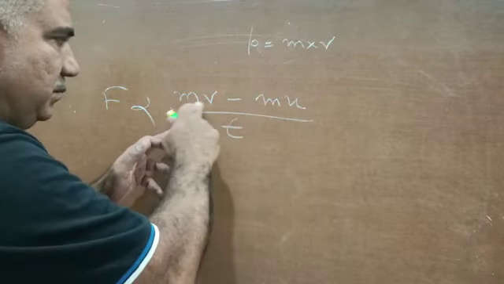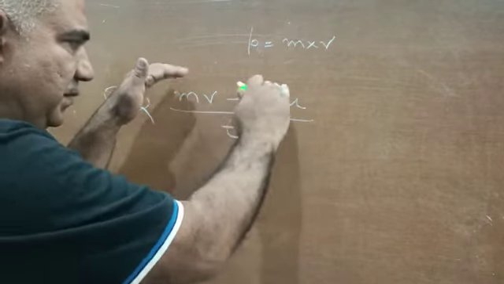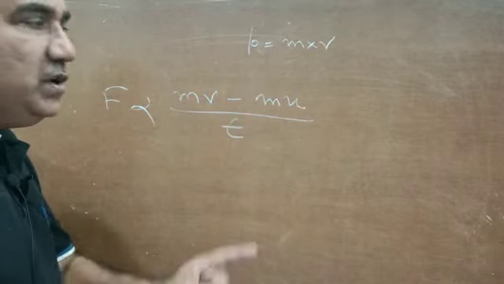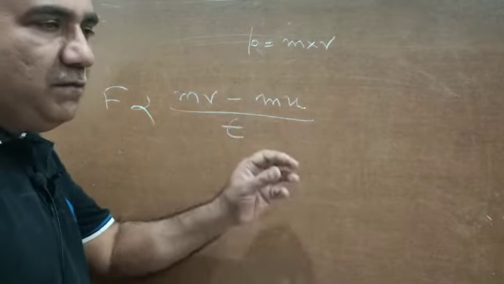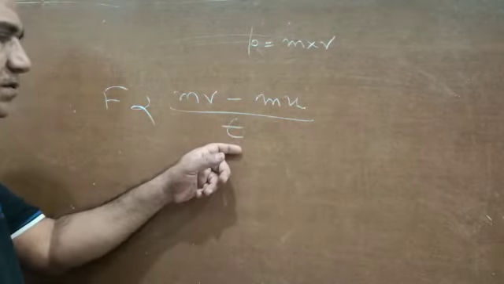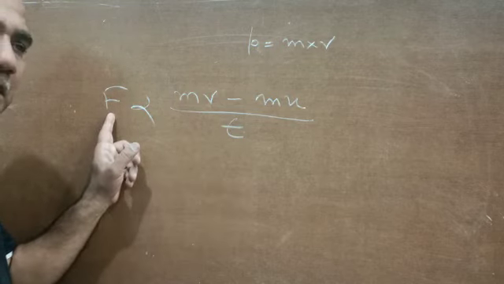Initial momentum, final momentum, when you subtract it, this was change in momentum, divided by time, this became rate of change of momentum. Let me again tell you, time is the time during which the velocity of the body changes from U to V. So this rate of change of momentum is directly proportional to force applied.